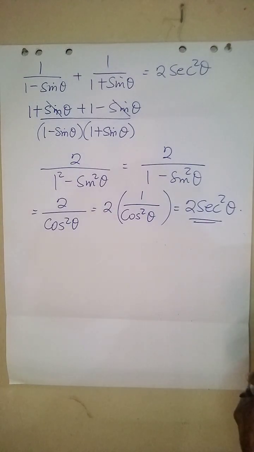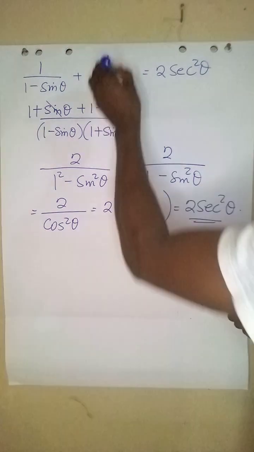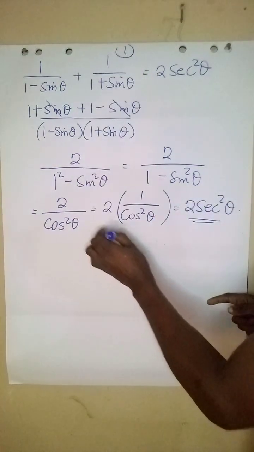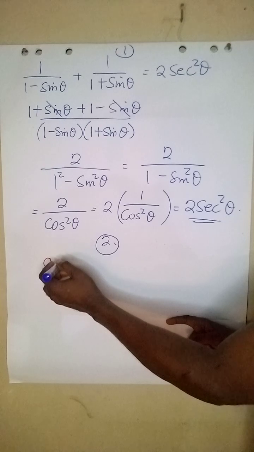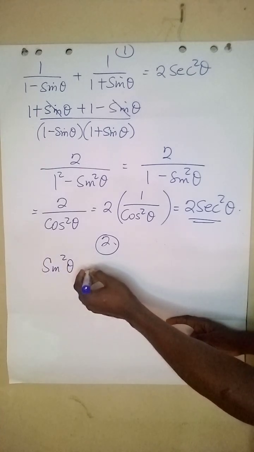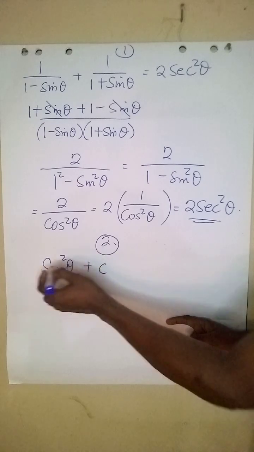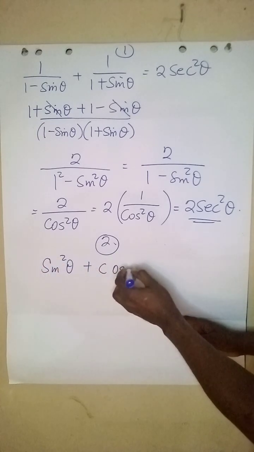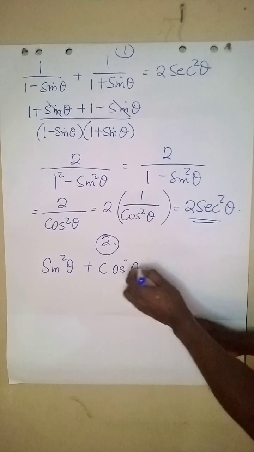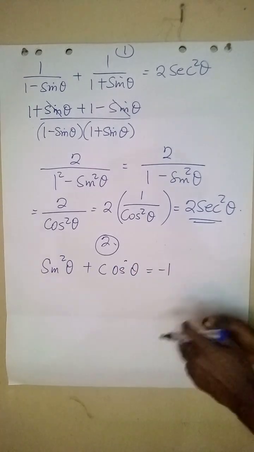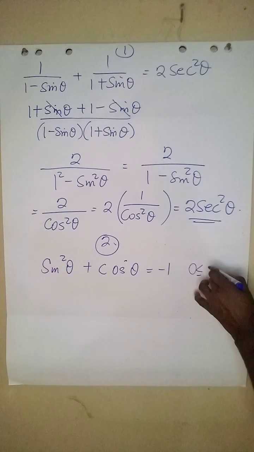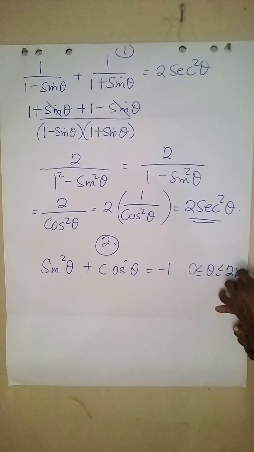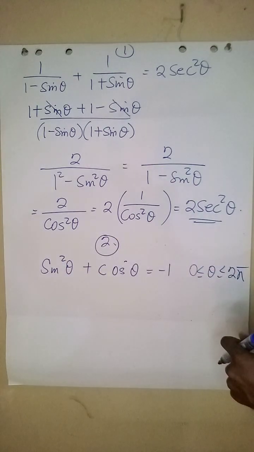So we move over to the next question, which is more like a trigonometric equation. So this is the first question, and we'll look at the second question. The question says sine squared theta plus cos theta is equal to minus 1, and the answer varies between 0 and 360 degrees. So we have to solve this out.